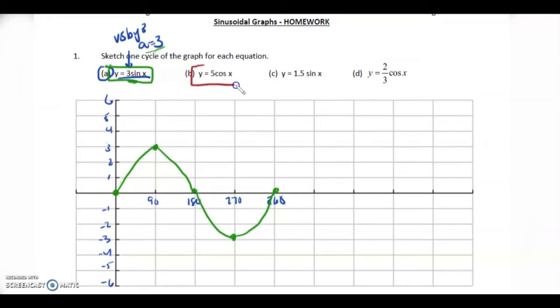Okay? Y equals 5 cos x. So we know that the amplitude now is 5. Cos starts at a maximum, and then it ends at a maximum. So that's going to be 5, and we're going to go all the way down to -5. We go down to the equation of axis, and we're going to go down again, 5 and 5. Then we're going to go up 5, and then up 5.